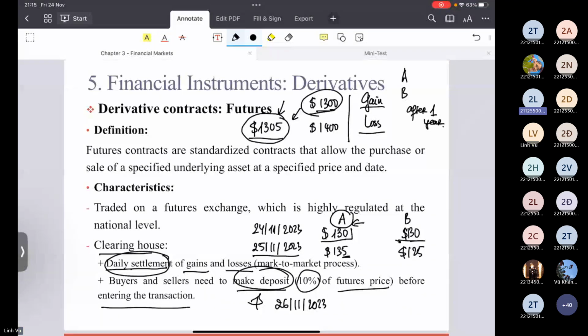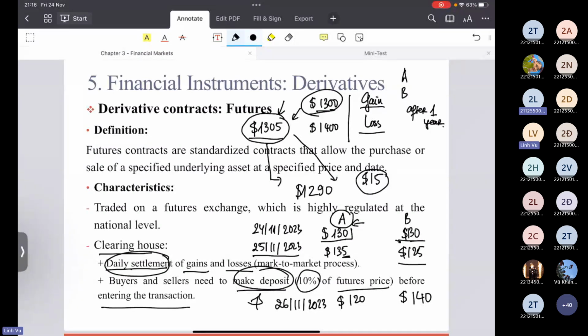And let's say on the 26th of November 2023, the price of the coffee bean in the exchange decreases to $1,290. So the coffee bean price decreased by $15. In the case that the price decreased, the beneficial party now is the seller of the underlying asset, and their account would be added $15 of profit. So the new value of the account of party B would be $140. And for party A, the account will be deducted by $15, so the new value of the account of party A is only $120.